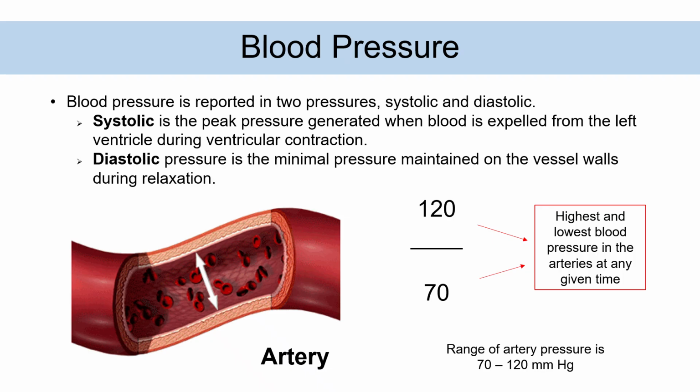When the heart is resting, when those ventricles are resting and filling, and the blood that's currently in the body is just kind of sitting there in between beats, that is the diastolic pressure. So if we say a patient has a blood pressure of 120/70, it means that at any given time, the pressure against the vessel wall is between 120 and 70 millimeters of mercury. It's a range. So there you have it. The range of artery pressure for this would be 70 to 120 millimeters of mercury.